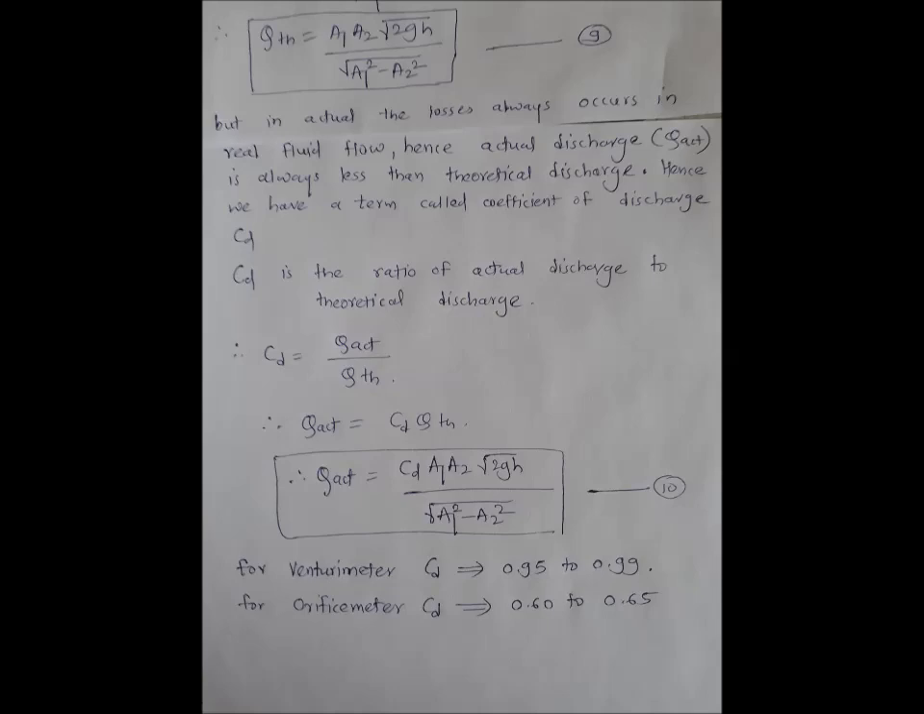But in actual, losses always occur in real fluid flow, hence the actual discharge is always less than the theoretical discharge. Hence we have a term called coefficient of discharge. It is the ratio of actual discharge to theoretical discharge. CD is equal to Q actual upon Q theoretical, where Q actual can be obtained by multiplication of CD and Q theoretical. So Q actual is equal to CD into, putting the value of Q theoretical from equation number 9, CD into A1 A2 root of 2gH divided by root of A1 square minus A2 square.